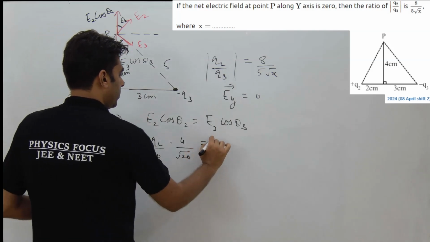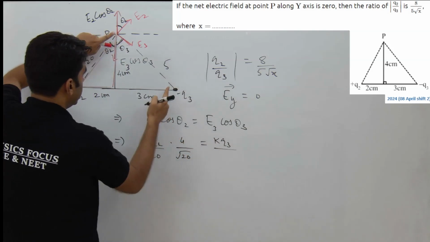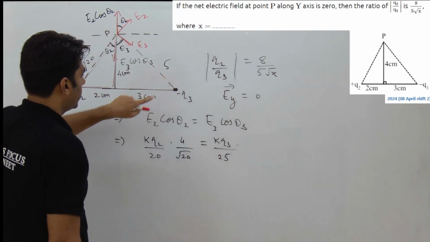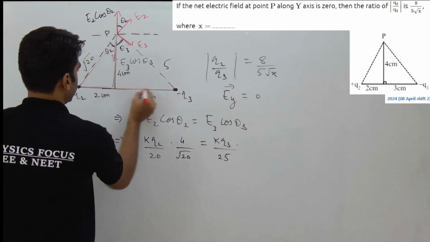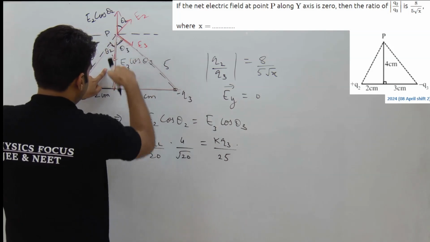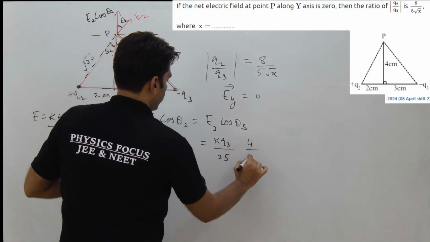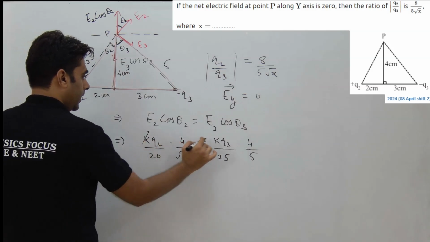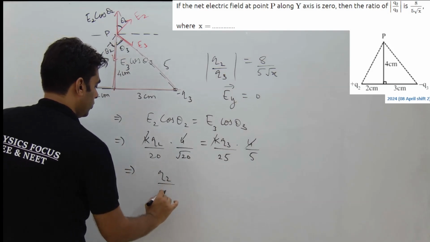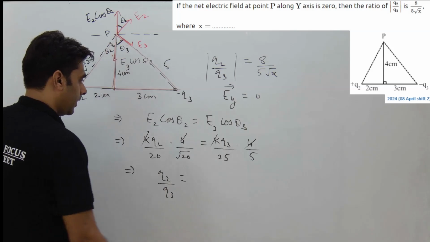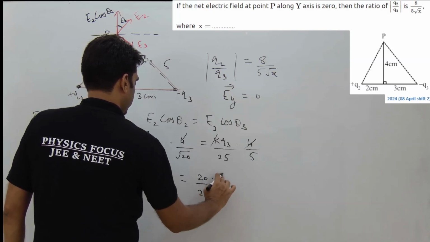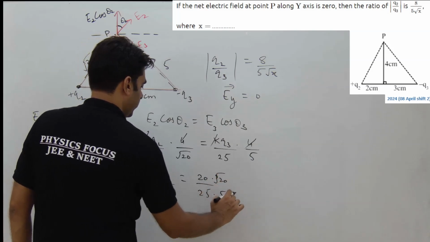How much is your E3 value? K Q3 by distance square, the separation square, which is 5. So 5 square, 25, into cos theta 3. Cos theta 3, if we notice this triangle, adjacent by hypotenuse, adjacent is 4, hypotenuse is 5. Fine. Let's see. K cancels, 4 cancels out. Ratio of Q2 by Q3 can be taken as 20 into 20 root 20 by 25 into 5.